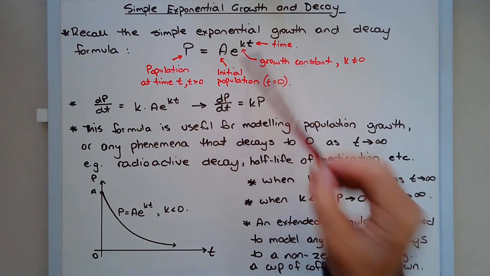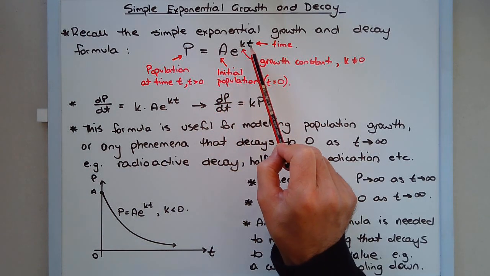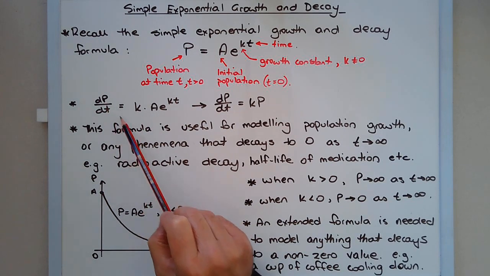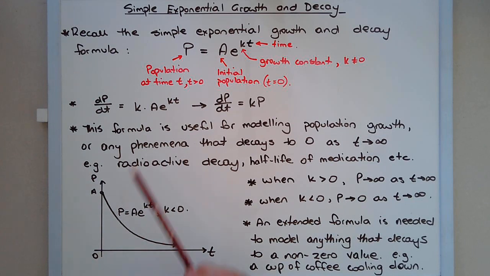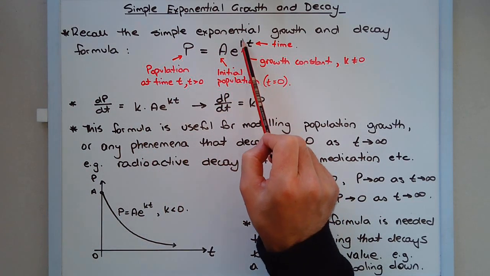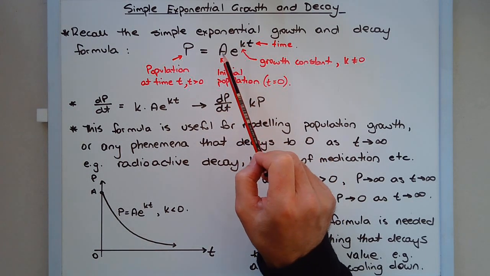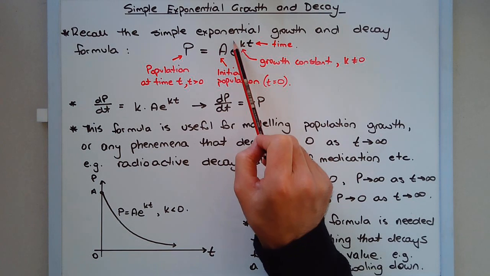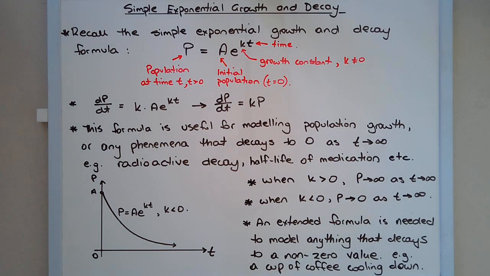And t represents time. Now the derivative of P with respect to t is given by dP/dt equals k times A times e to the power of kt. And this is found by differentiating this exponential function and then multiplying it by the derivative of the index. So the derivative of A e to the kt is just A e to the kt multiplied by the derivative of kt, which is just k, and so the k just appears at the front.